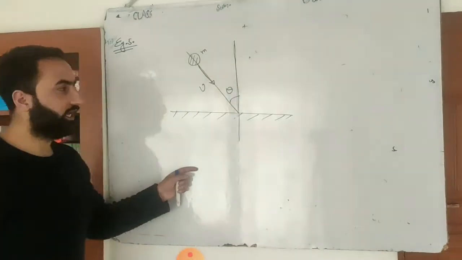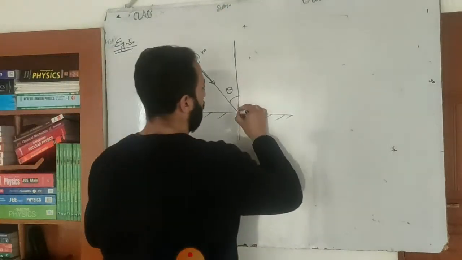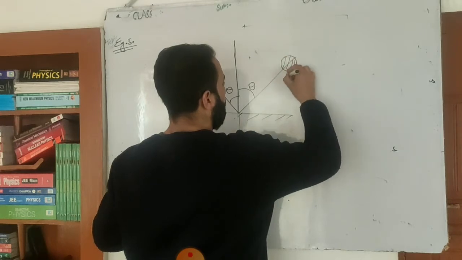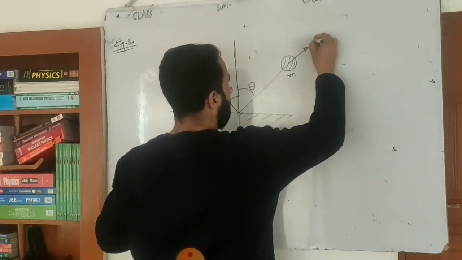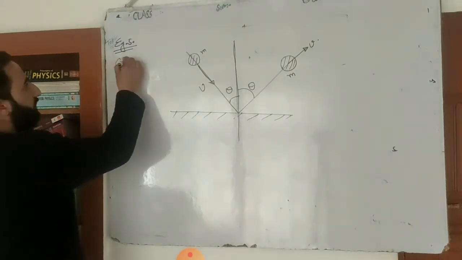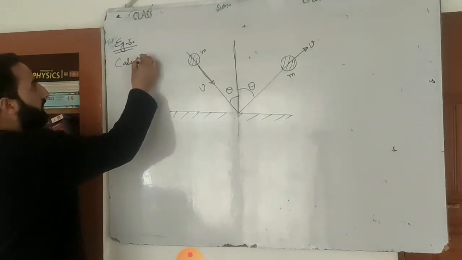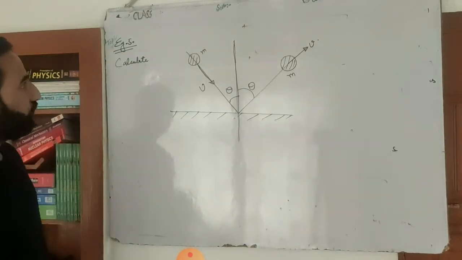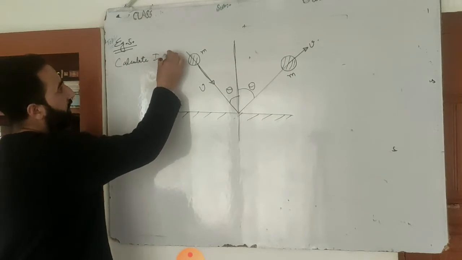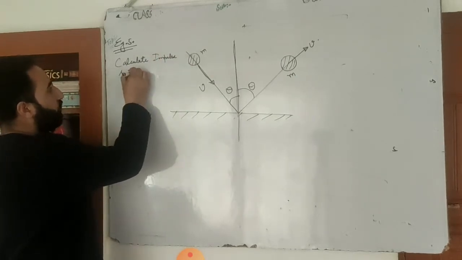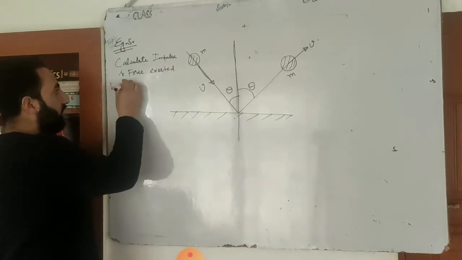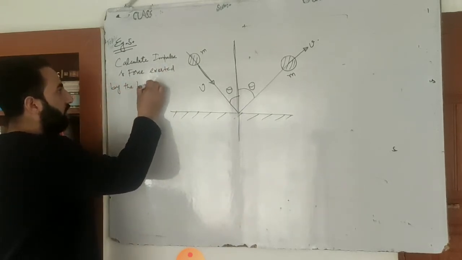Okay. It will collide with this, then it will go along this direction such that this angle is also equal to theta. And this is the ball whose mass is m and its velocity is again equal to v. Exactly the same question. Question is: calculate impulse and force exerted by the ball on the wall.